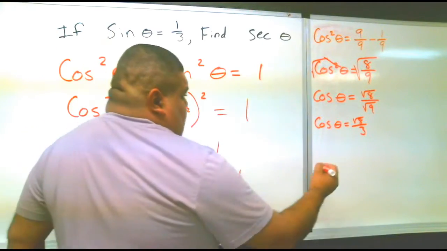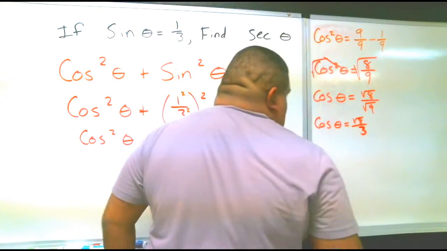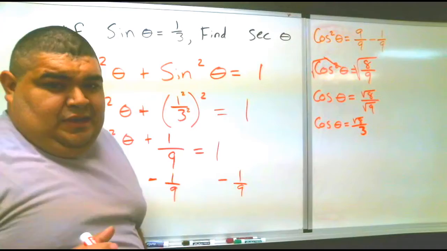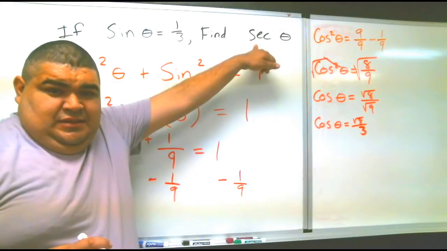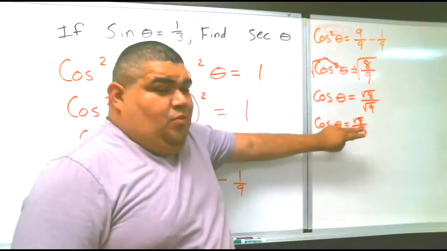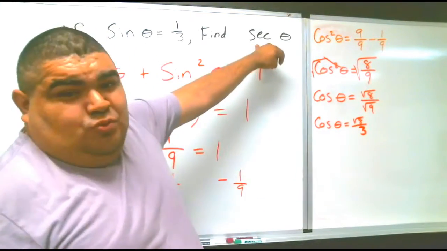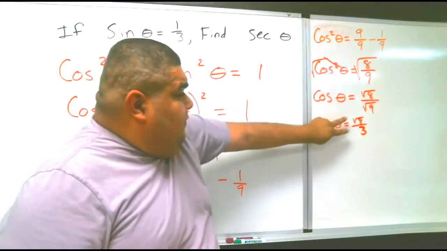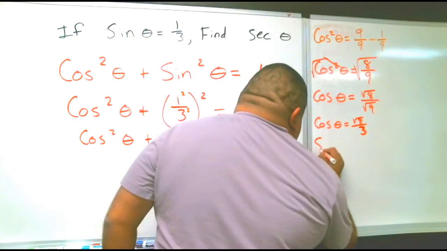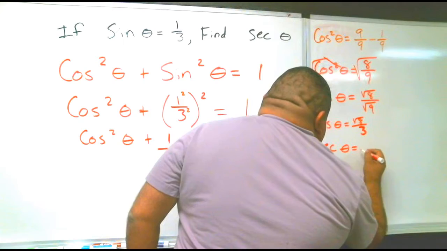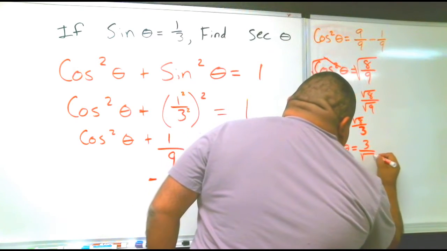Now that we have cosine, cosine is the opposite of secant. So technically, all we have to do to convert it to secant, which is what we're looking for, is flip the numbers. So secant theta equals 3 over radical of 8.